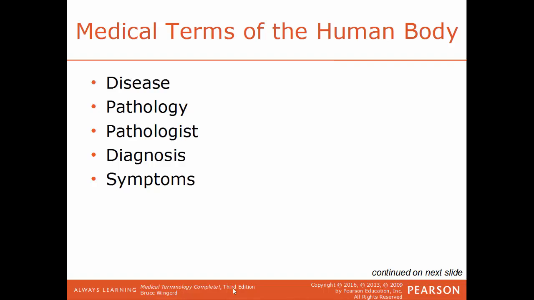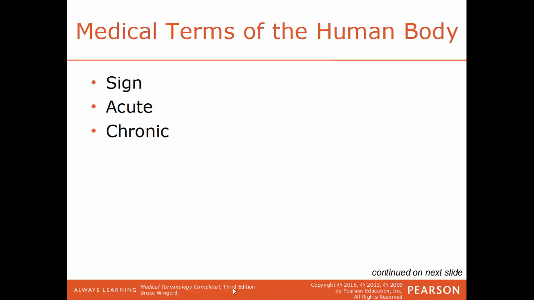Diagnosis, this is identifying what the symptoms are, what is making someone sick. And symptoms, these are indicators of a disease. And of course, this covers a wide variety of severity. The term sign. A sign is also an indicator of a disease, like a symptom, but they are different in some important ways. A symptom is subjective, and a sign is not.